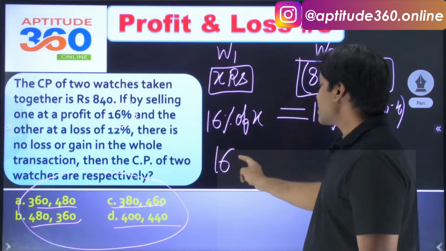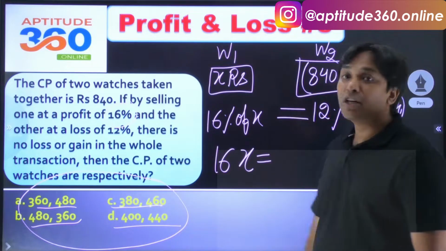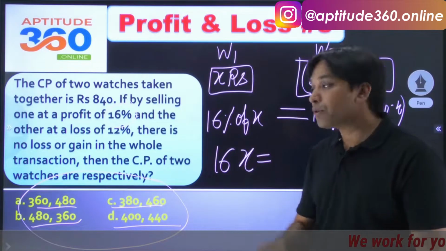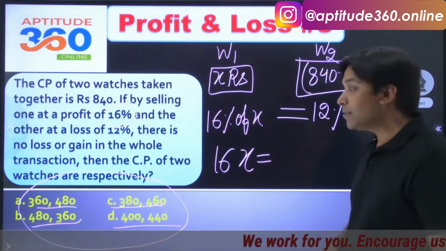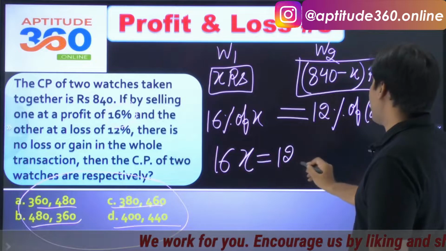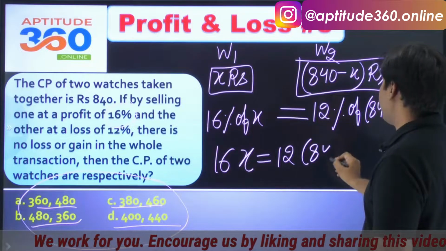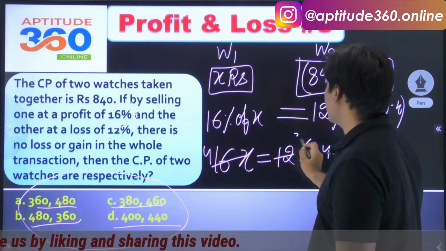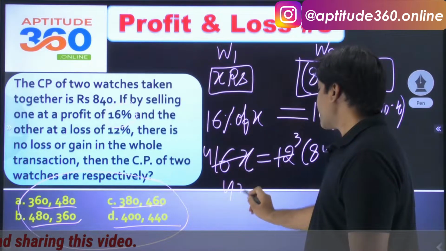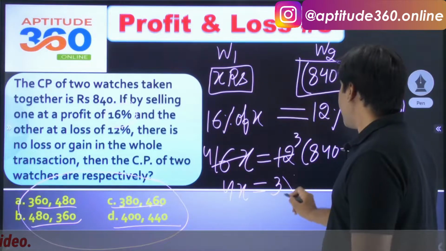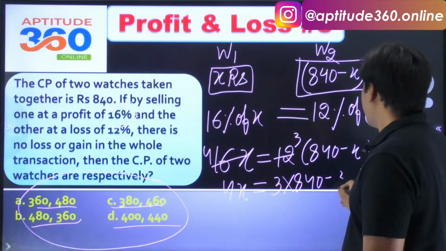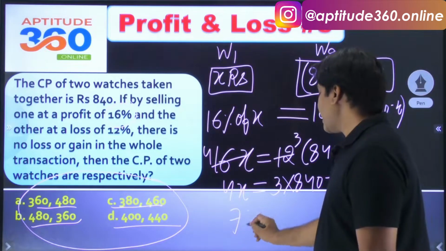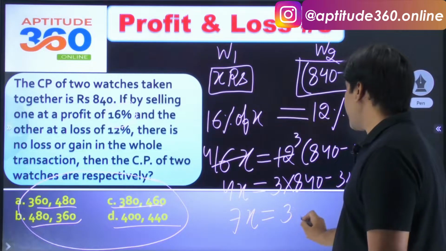So now what is this? 16 into X, because what is the meaning of percentage? Divided by 100 from both of the sides, they are cancelled. That understanding is also very much required. So this is 840 negative X. If you simplify 4 into 4, 4 into 3, so this is 4X is equal to 3 into 840 negative 3x. 3x gone on to that side. This is 7x is equal to 3 into 840.